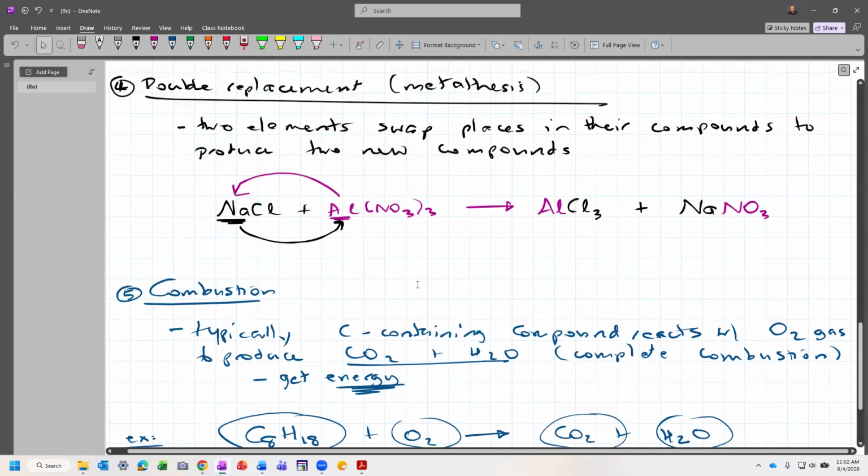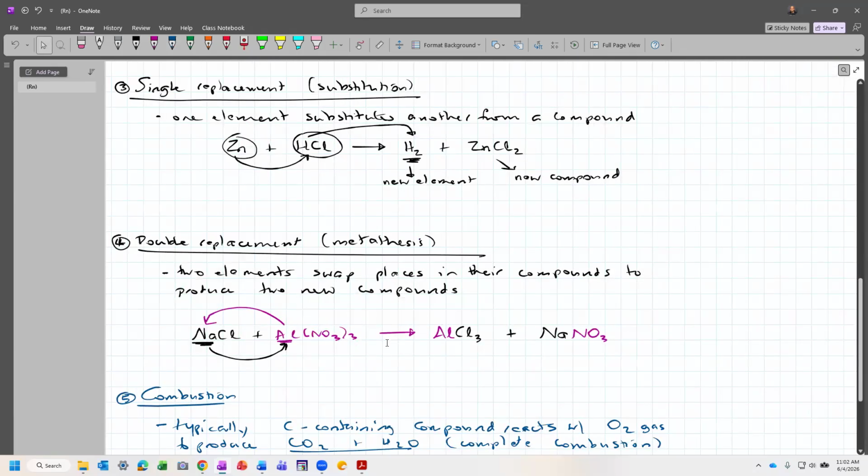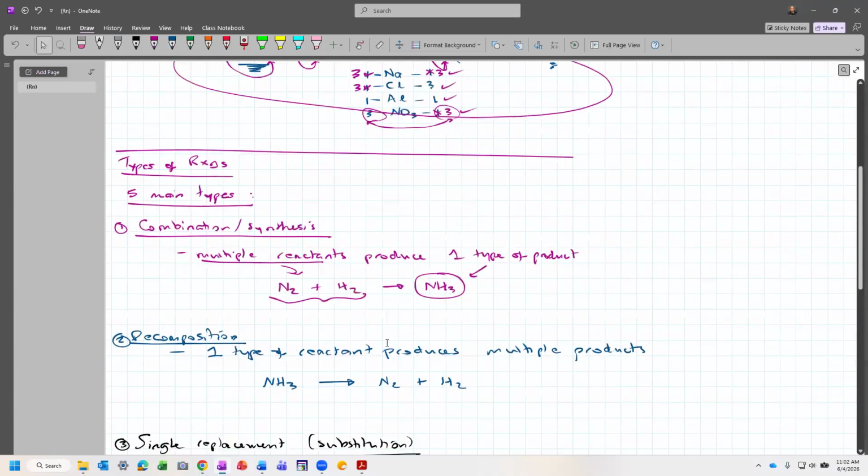All right, so those are the 5 main types of reactions. And we have our equations that represent those reactions that we need to remember and refamiliarize ourselves with. If this sounds a little foreign to you, you need to make sure and spend the extra time reviewing this.